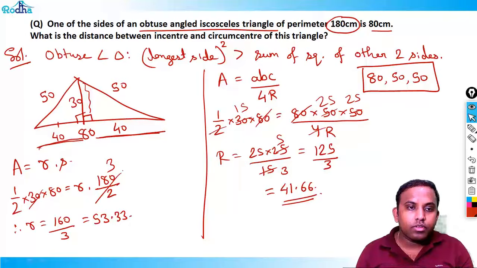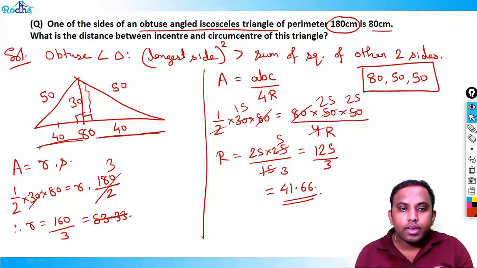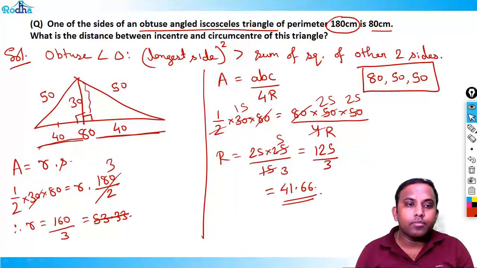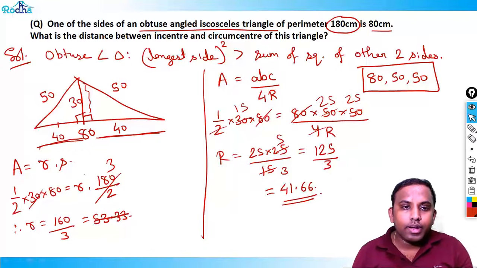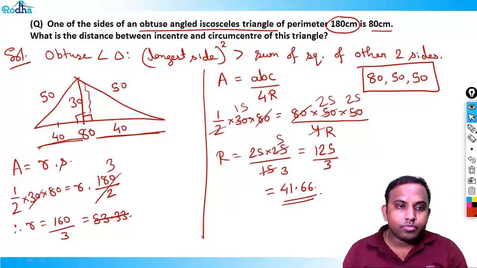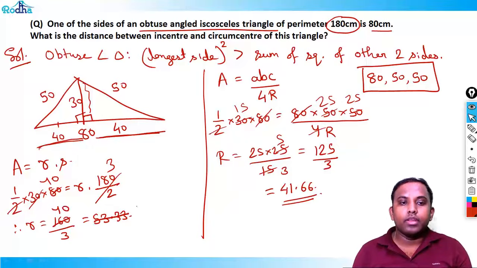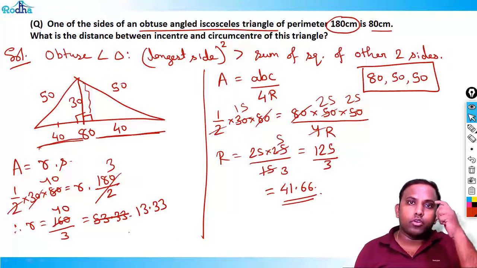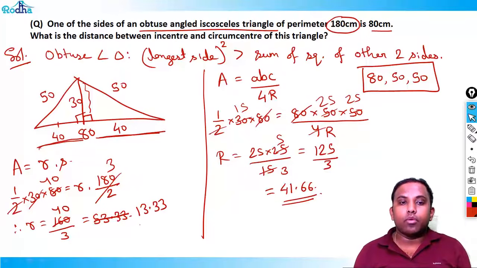Sorry, I've made some caption mistake here. It becomes 160 by 3... not 160 by 3. It becomes 40 here, 40 by 3. That is 13.33. So small r is equal to 13.33.